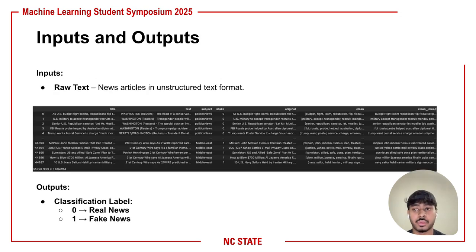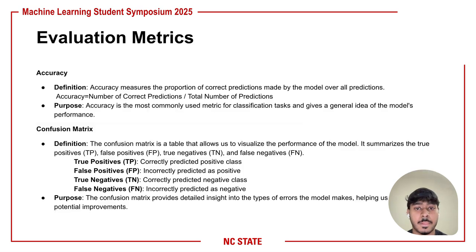For the inputs and outputs, the inputs to our model are raw news articles in text format. We pre-process the text using several techniques, which I'll talk about later. These pre-processing steps really helped us transform the text into numerical features. And our model outputs a classification label where 0 represents real news and 1 represents fake news.